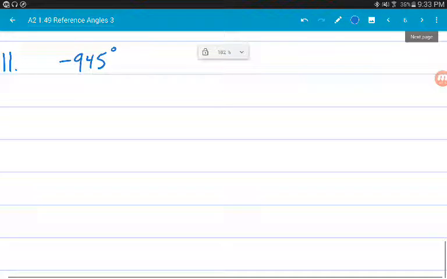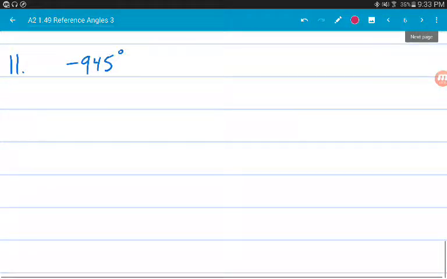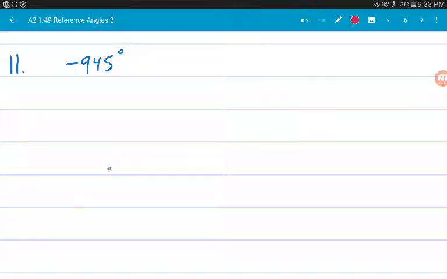Now, the first thing that we need to do is fix the angle. The angle is negative, and we don't really like that. We like our angles to be between 0 and 360. So when they're negative, what I'm going to do is add 360 degrees, I'll show you my calculator, until it becomes positive.